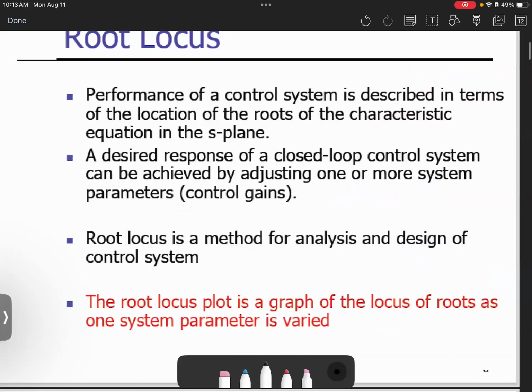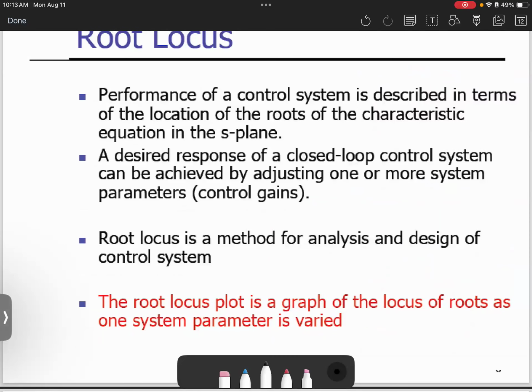So I would say the root locus describes the performance of a control system in terms of the location of the roots of the characteristic equation in the S-plane. A desired response of a closed loop control system can be achieved by adjusting the control gains. So the root locus is a method for analysis and design of control systems.